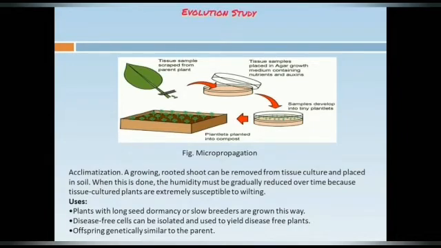When this is done, the humidity must be gradually reduced over time, because the tissue cultured plants are extremely susceptible to wilting. Uses: plants with long seed dormancy or slow breeders are grown this way. Disease-free cells can be isolated and used to yield disease-free plants. Offspring are genetically similar to the parents.